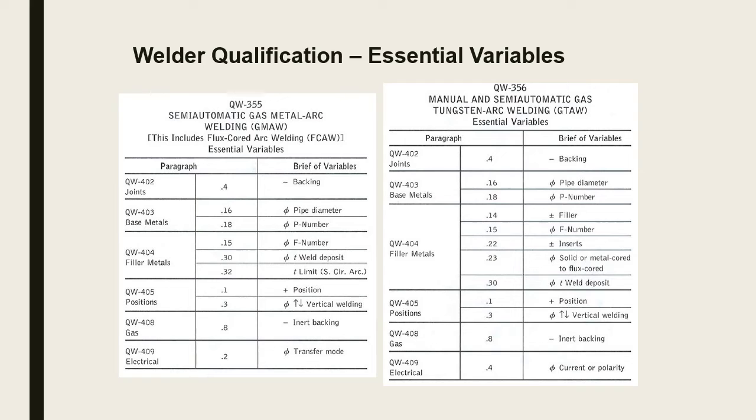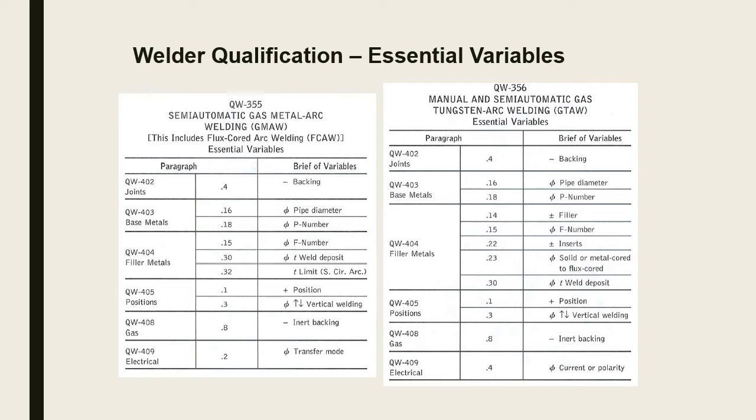You've got: is the guy using backing, base metals, pipe diameter, filler materials, what positions he's using, is he going up and down in his positions, what's his vertical mode of travel, is he going vertical up or vertical down, do we have inert backing when we're welding, backing gas, and the polarity if we're on gas tungsten.